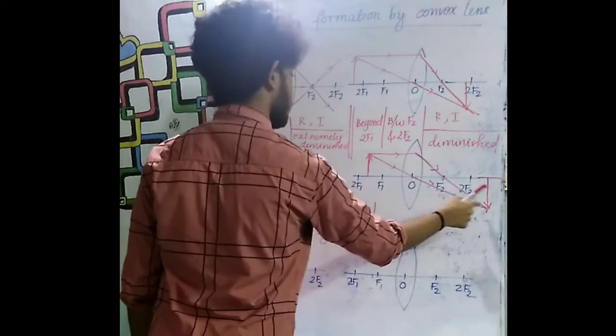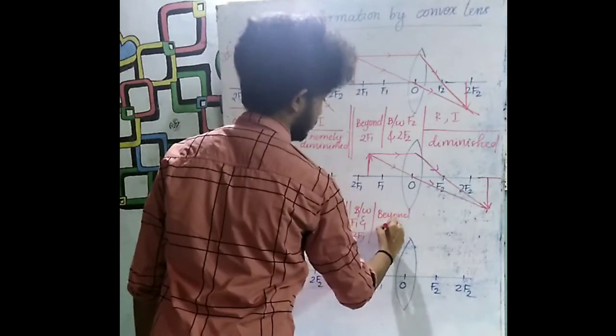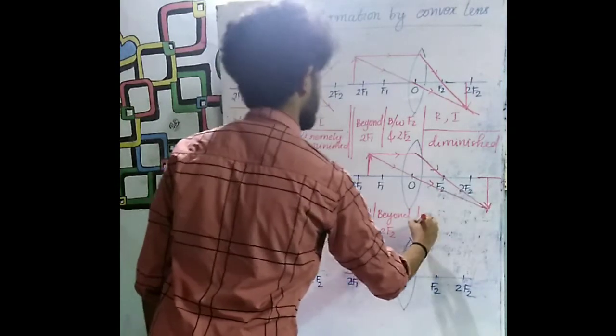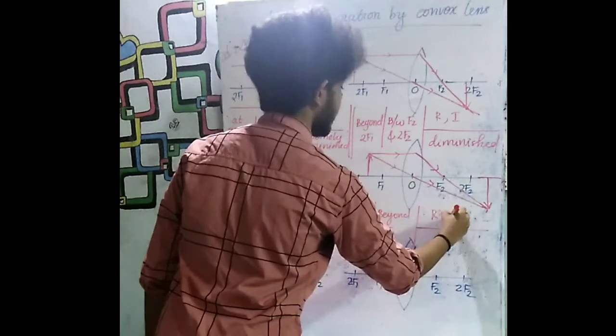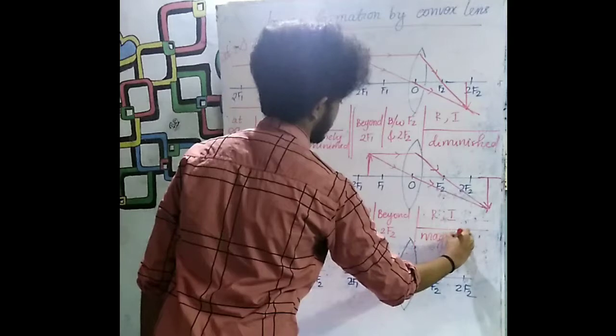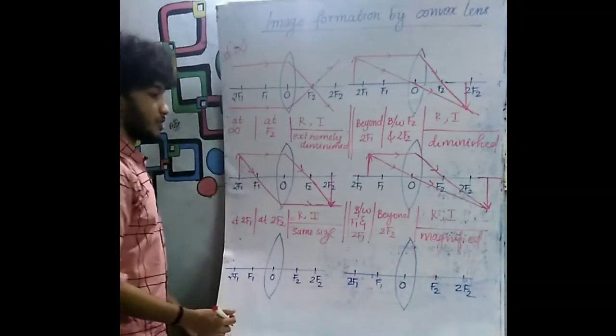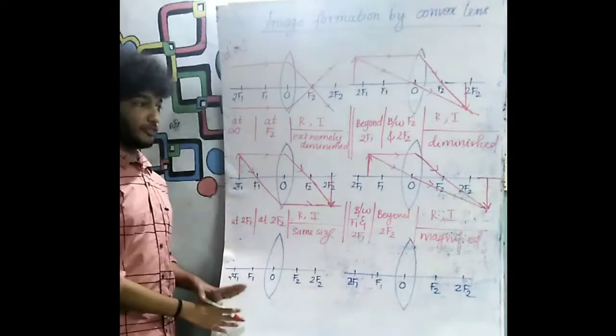Now, where is the image formed? Beyond 2f2. Then, what about its nature? Real and inverted image and is magnified. The size is small as compared to the size of the object. So, let us see the fifth case.